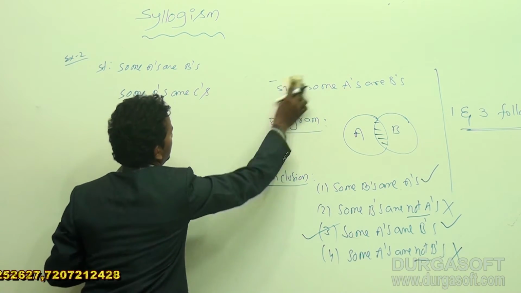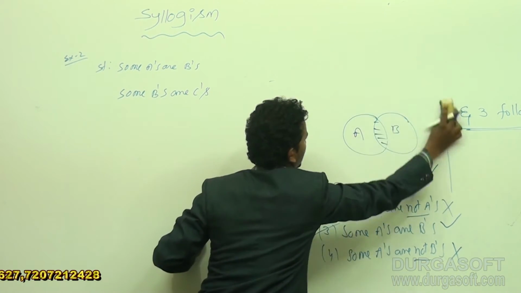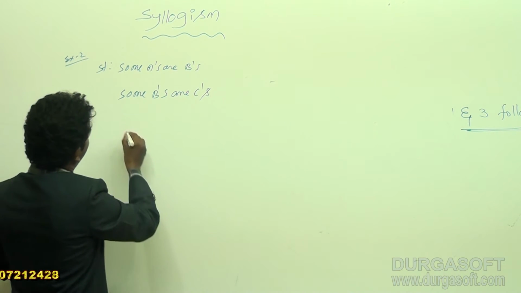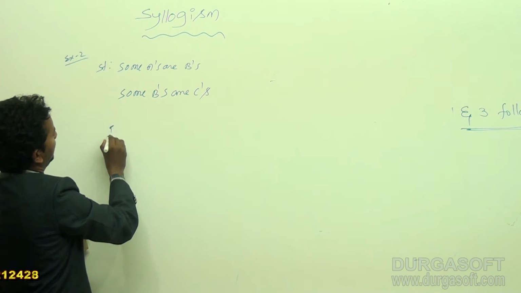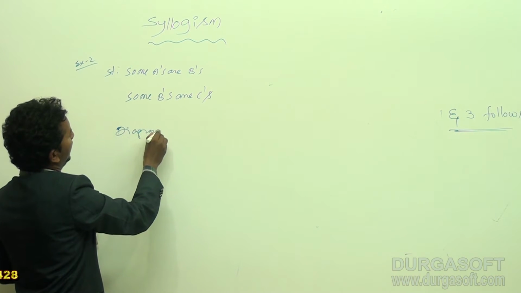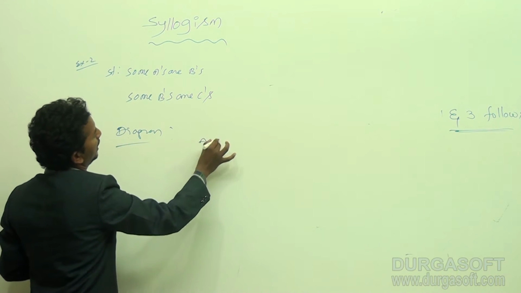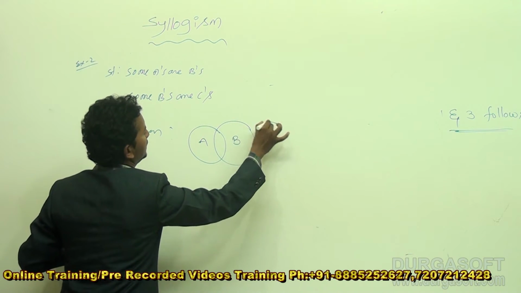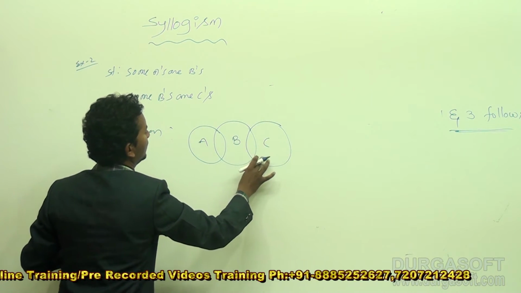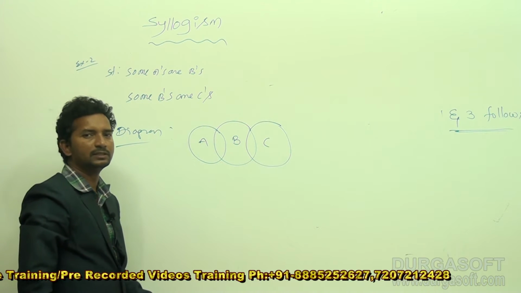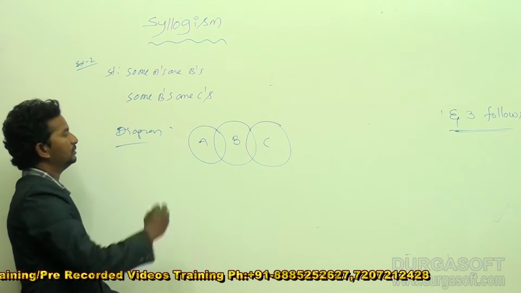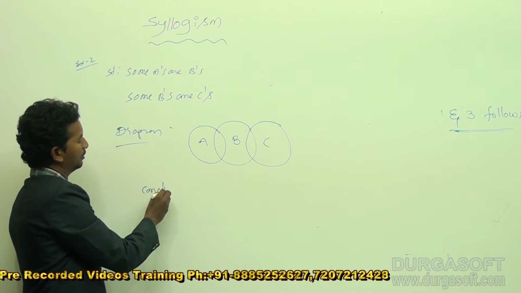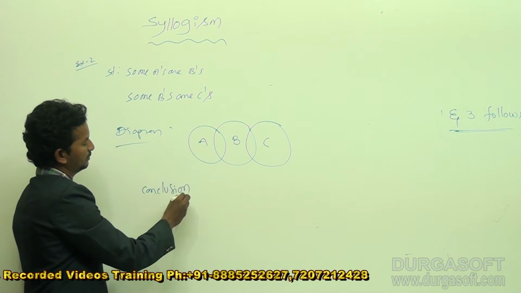Coming to this one, what statements are true here, and what statements are false here? What is the diagram here? See the diagram. Some A's are B's, so this is the some A's are B's. This is the some B's are C's. Now coming to the conclusions. What conclusions will be true and what conclusions are false here?